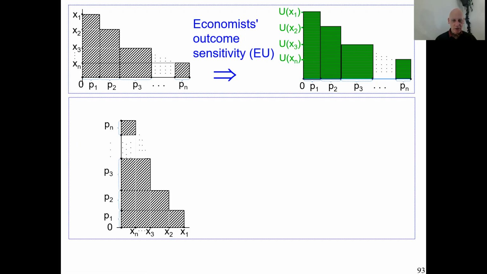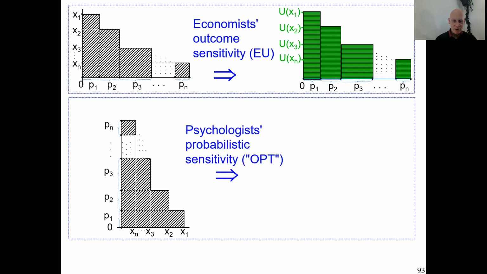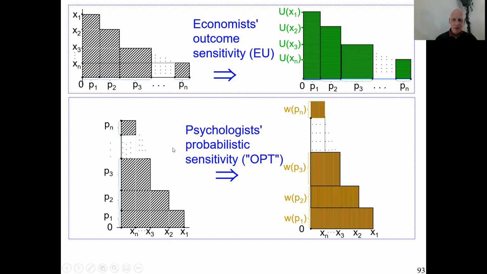Now we see what psychologists did. They flip and turn the figure so that the columns, the heights, have to do with the probabilities. Then when they do that transformation, you see they transform, for every point, the distance to its lower neighbor. That's how they determine how high every point should be in this figure. Now, if you compare the brown figure with the green figure, you see psychologists are not doing with probabilities what economists are doing with outcomes, utilities.